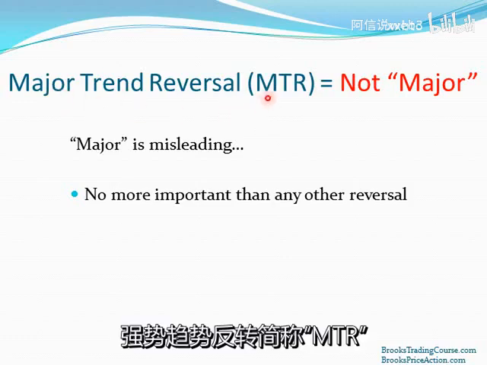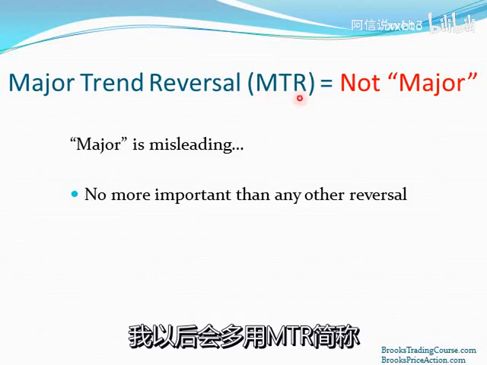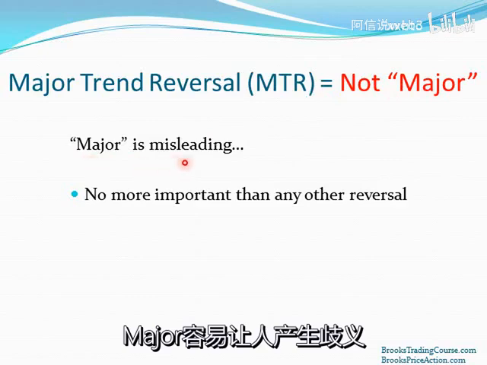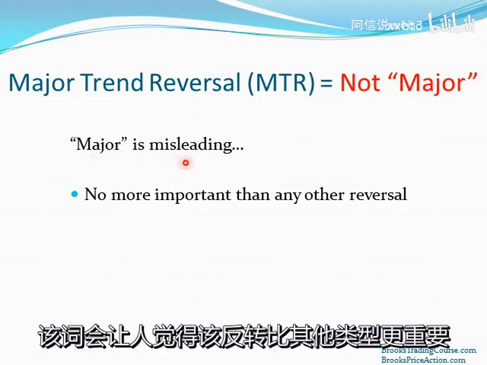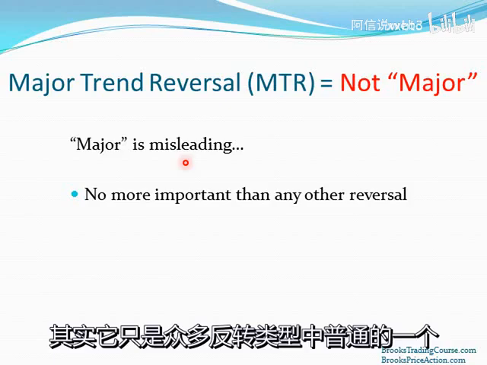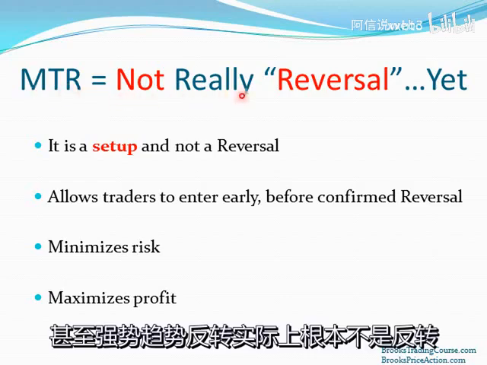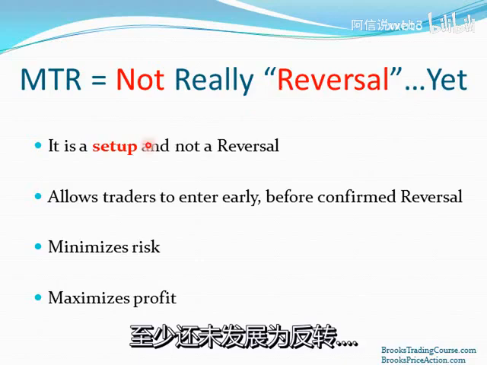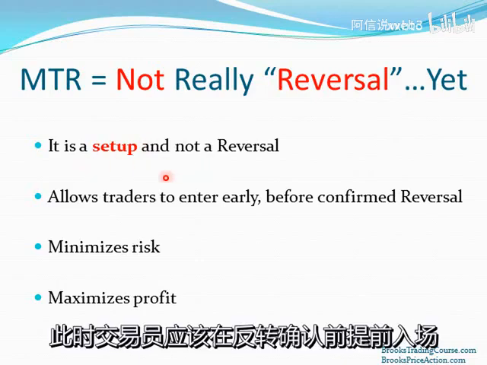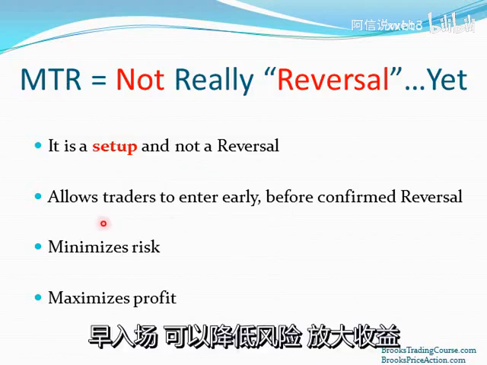The name major trend reversal, the abbreviation MTR, I'll use this on a lot of the slides. It's not major, so the word major is misleading and implies it's more important than any other type of reversal, and it's not. It's just one in a long list of reversals. And a major trend reversal, it's not even a reversal, at least not yet. It's a setup and not a reversal. It allows traders to enter early before the reversal actually is confirmed. The early entry allows for a minimum risk and a maximum profit.